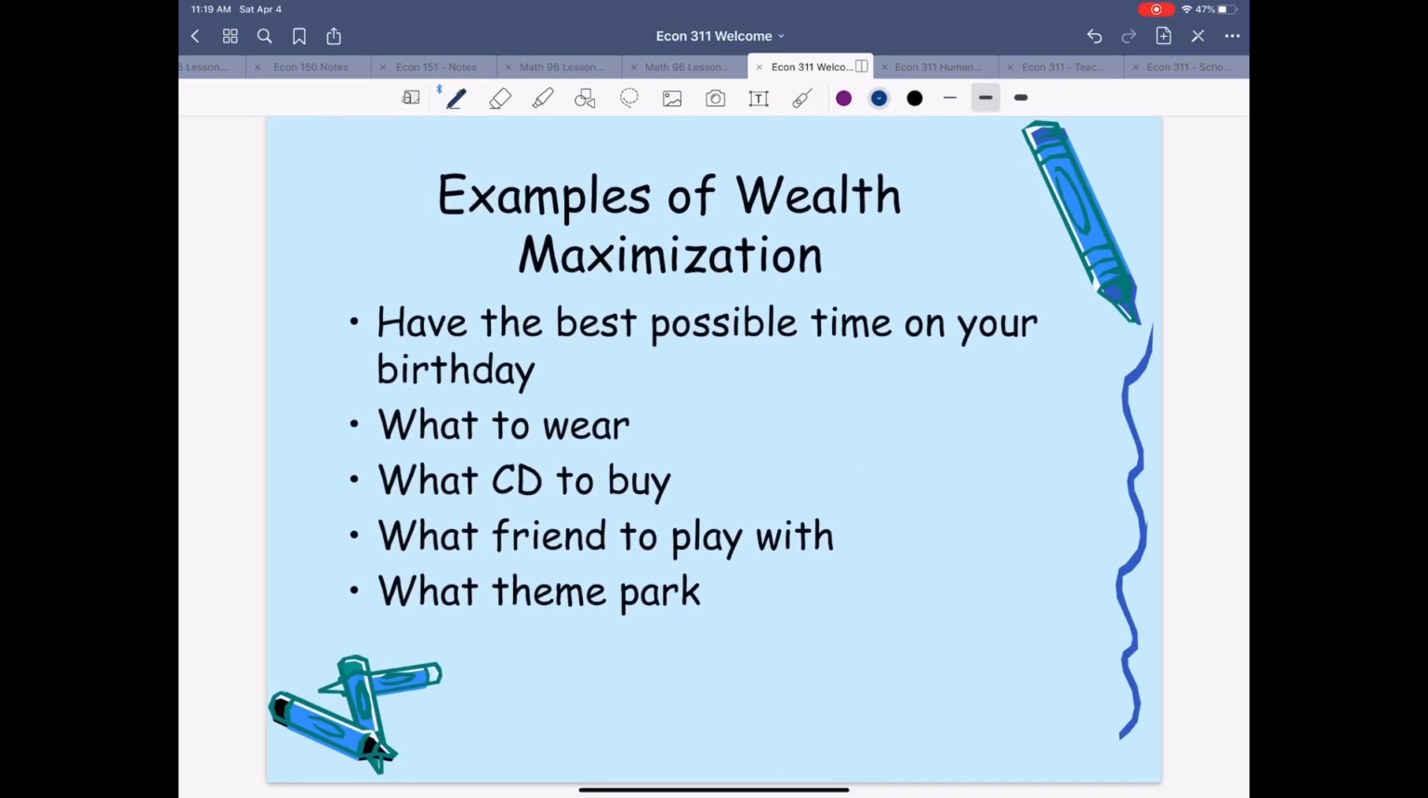Some examples of wealth maximization using scarce and valuable resources, and for a young student in particular, using their human capital, how can they use it to make themselves better off? Well, things like having a great time at a birthday party, or choosing an outfit, or buying some sort of music. CDs are a little bit of an outdated concept, but anymore they might buy a download. What friend to play with, what theme park to visit. These are things that students can decide for themselves by using their decision-making ability to use their scarce and valuable human capital.